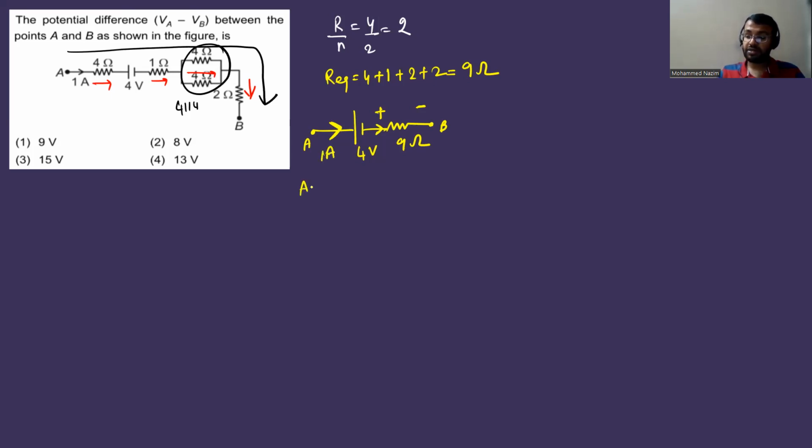So you mark the polarities for the resistor and you move from A to B. If I move from A to B, what do I see? First, I'll see A. So potential at A is VA, then positive to negative drop, minus 4, then positive to negative again drop, minus what is the voltage? Current into resistance. And then after reaching this negative terminal, I reach point B. So this should be equal to the potential of B. Therefore, we get minus 4 minus 9, which is minus 13. So VA minus VB is going to be equal to 13 volt.